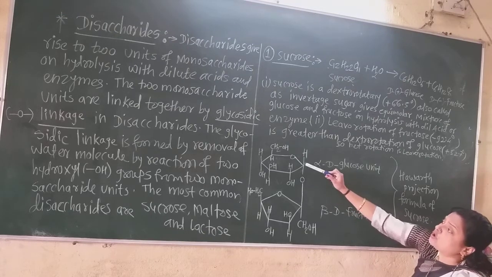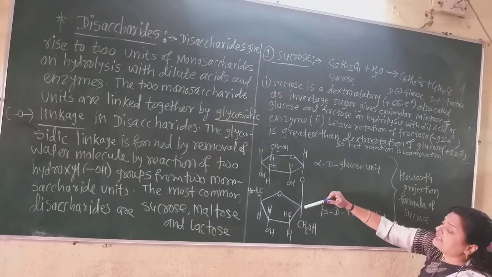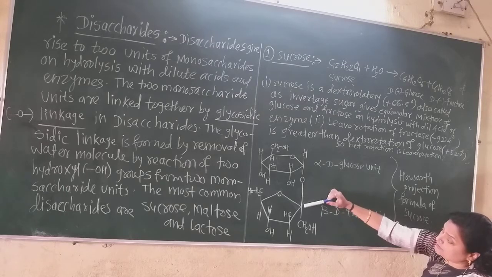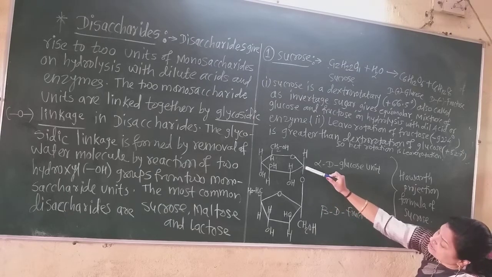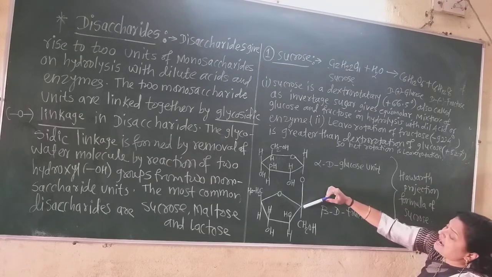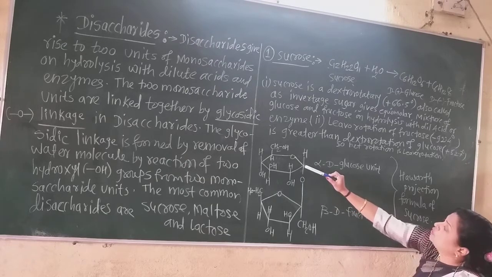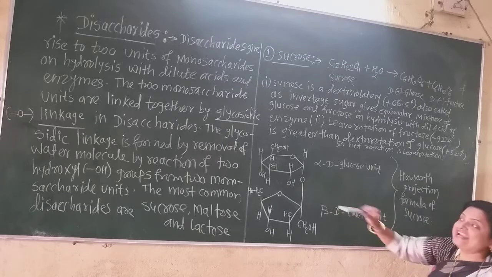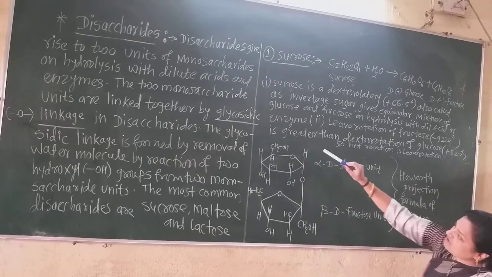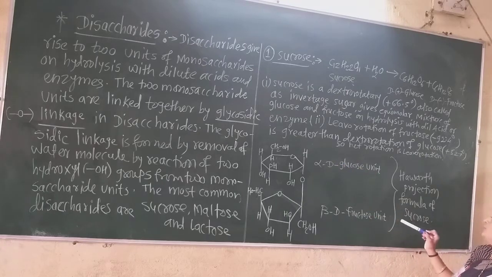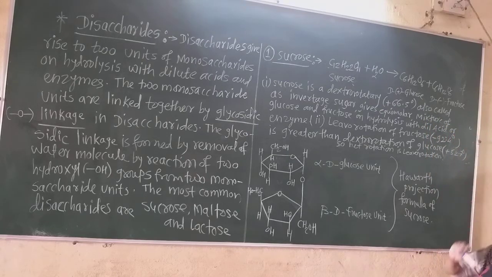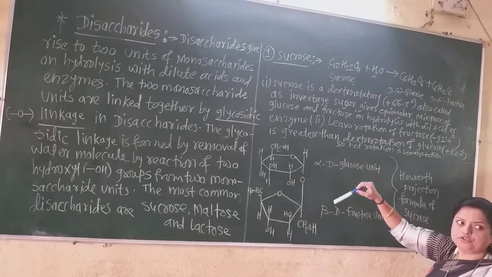From those 2 hydroxyl groups, a water molecule gets eliminated, the H of one and the OH of the other, and they are joined, this number 1 carbon and number 2 carbon. This is the number 1 carbon of glucose and this is the number 2 carbon of fructose, joined by this glycosidic linkage. And this is the total Haworth projection formula of sucrose, because sucrose on hydrolysis gives 1 molecule of glucose and 1 molecule of fructose.